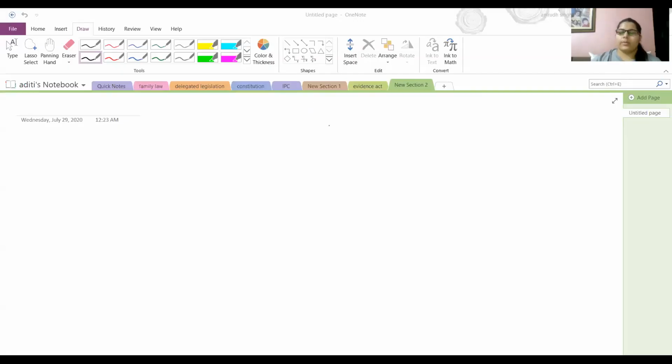Okay, so today we will be understanding the basics of the Indian Evidence Act 1872. First, we'll be understanding the relationship between procedural law and substantive law, and what kind of relationship they have with the Evidence Act.